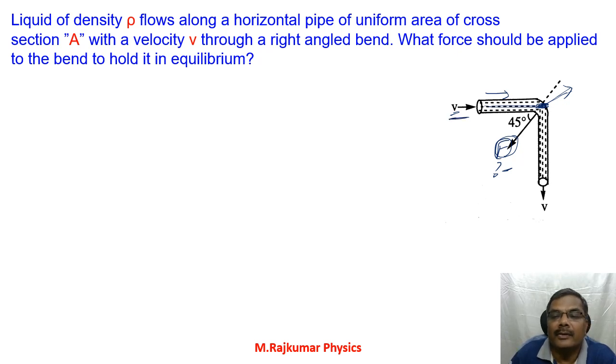We know the density of the liquid flowing here. What is the density of the liquid? Based on the liquid, the density will change. So the density of the liquid is rho, and what is the velocity? And also the area of cross section of the pipe, that is A, is also given.